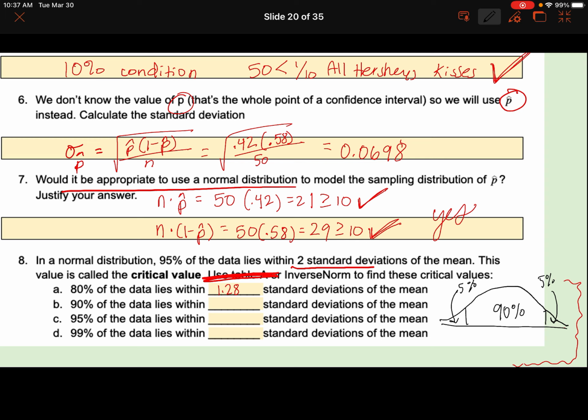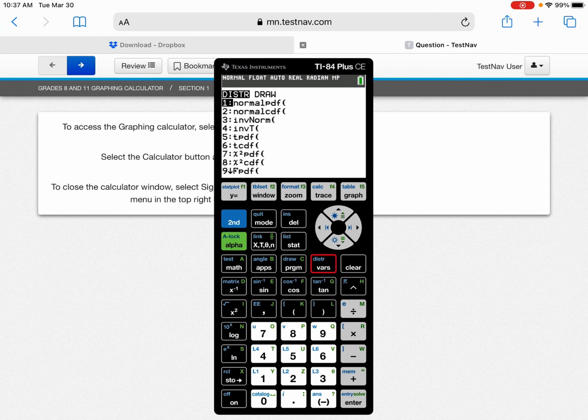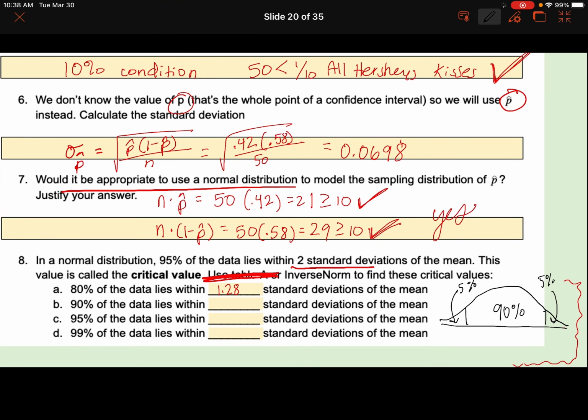So you could go to inverse normal and type in 0.05 for the area. I can do that again. So second vars, there we go, 0.05. And then just keep those numbers at 0 and 1. You probably don't have that tail business, so don't worry about that. And then let's see, I'm getting 1.65 if I'm rounding. So that's what I'm going to put right here.